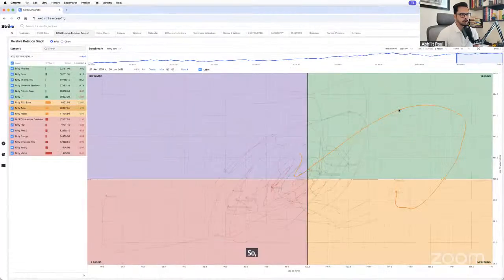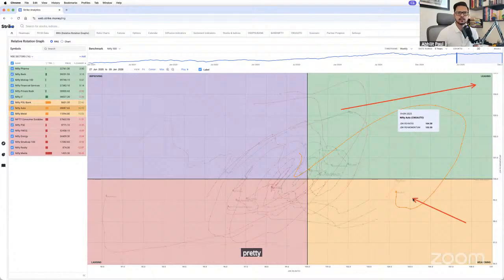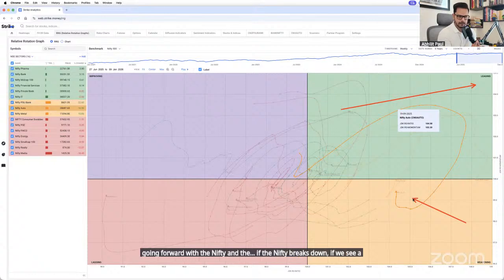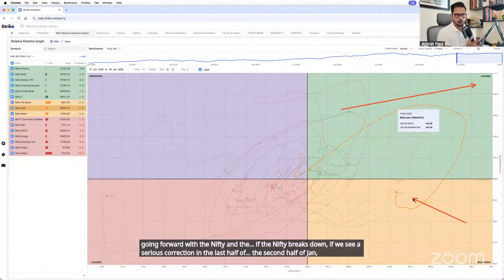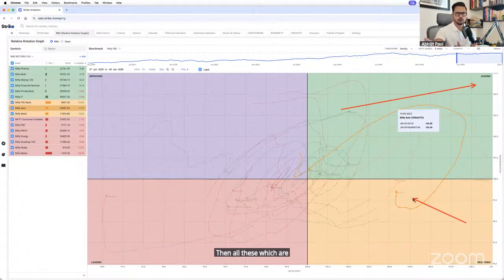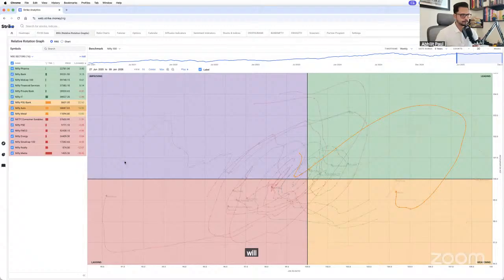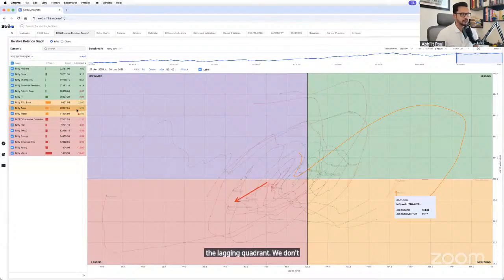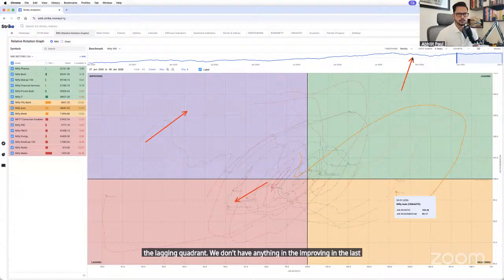So the leading quadrants as well as the weakening quadrants are pretty decently positioned. It's all about what will happen going forward with the Nifty, and if the Nifty breaks down, if we see a serious correction in the second half of Jan, then all these which are positioned to give us a good move will fail. Now we come to the lagging quadrant. We don't have anything in the improving quadrant from the last 30 weeks point of view.